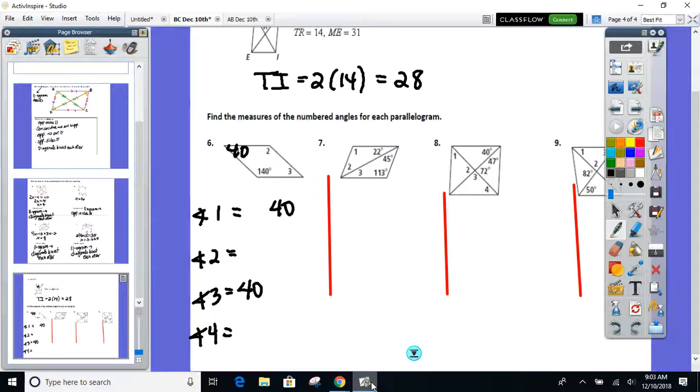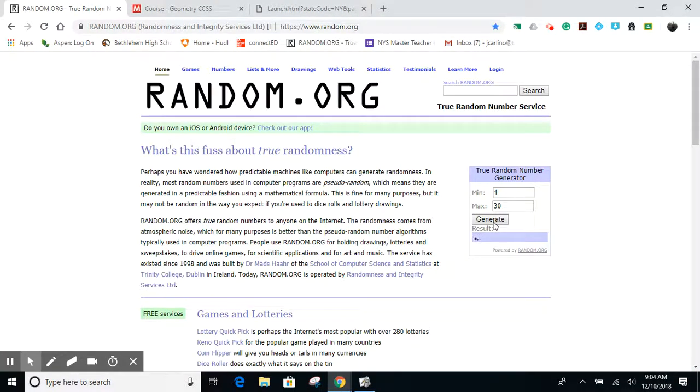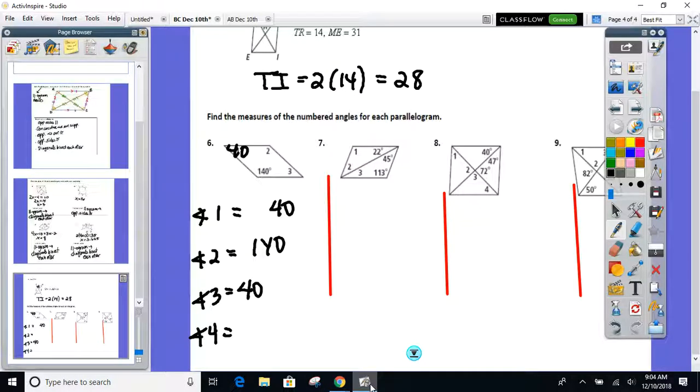Angle 2 equals 140. Opposite angles congruent. Nice. And then how about remaining angle 4? I don't know what angle 4 is. I'll throw a 140 there maybe. All right, we're good. Getting rattled.